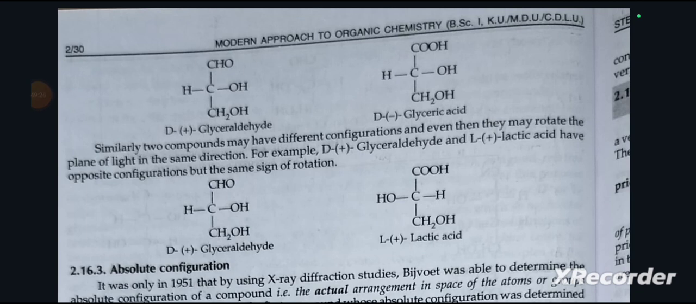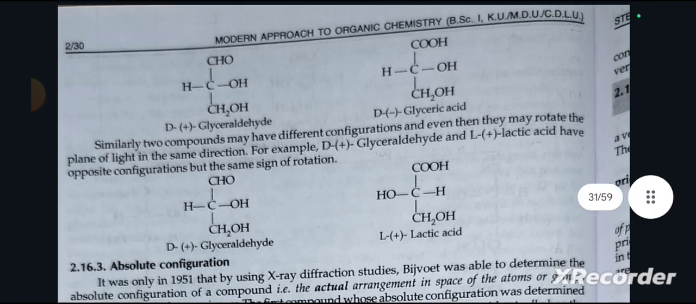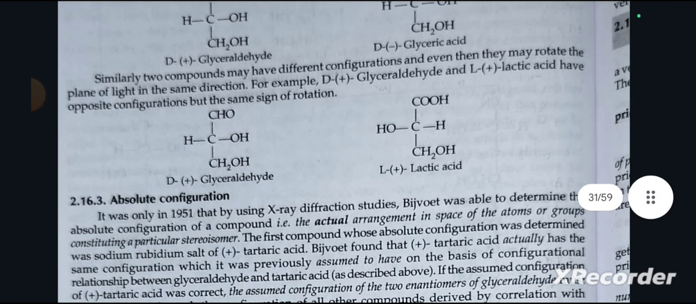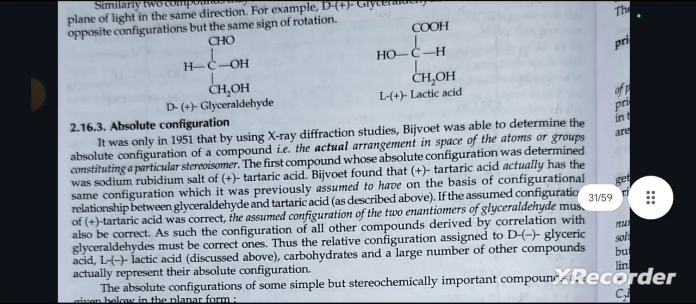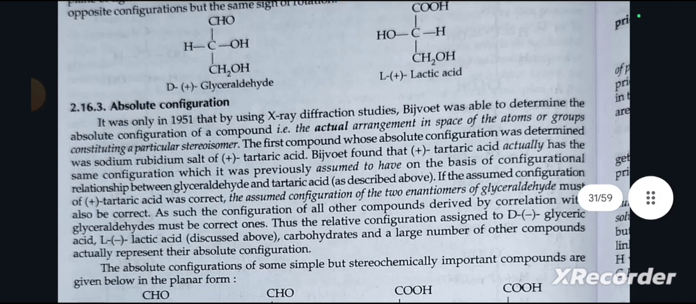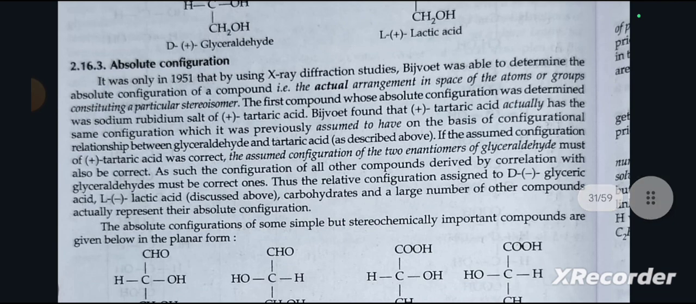Similarly, two compounds may have different configurations and yet rotate the plane of polarized light in the same direction. For example, D(+)-glyceraldehyde and L(+)-lactic acid have opposite configuration but the same sign of rotation. CHO, CHOH, CH2OH, D(+)-glyceraldehyde; COOH, CHOH, CH3, L(+)-lactic acid.